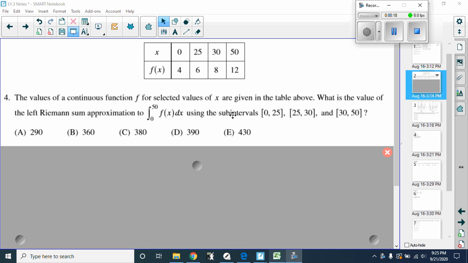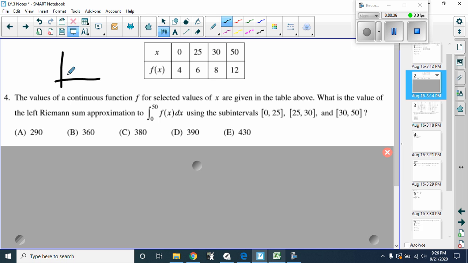It asks us for the value of the left Riemann sum approximation for the integral from 0 to 50. So Riemann sum, remember, we are setting up rectangles. So area of a rectangle is base times height. So for the base, I've got the point 0.04 and the point 25.6.